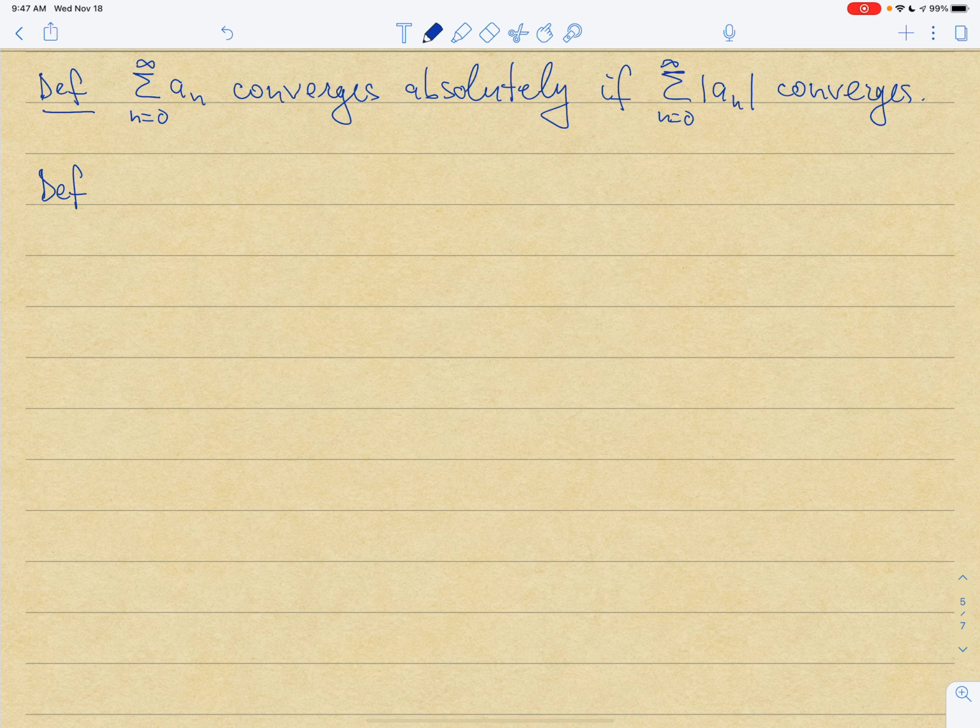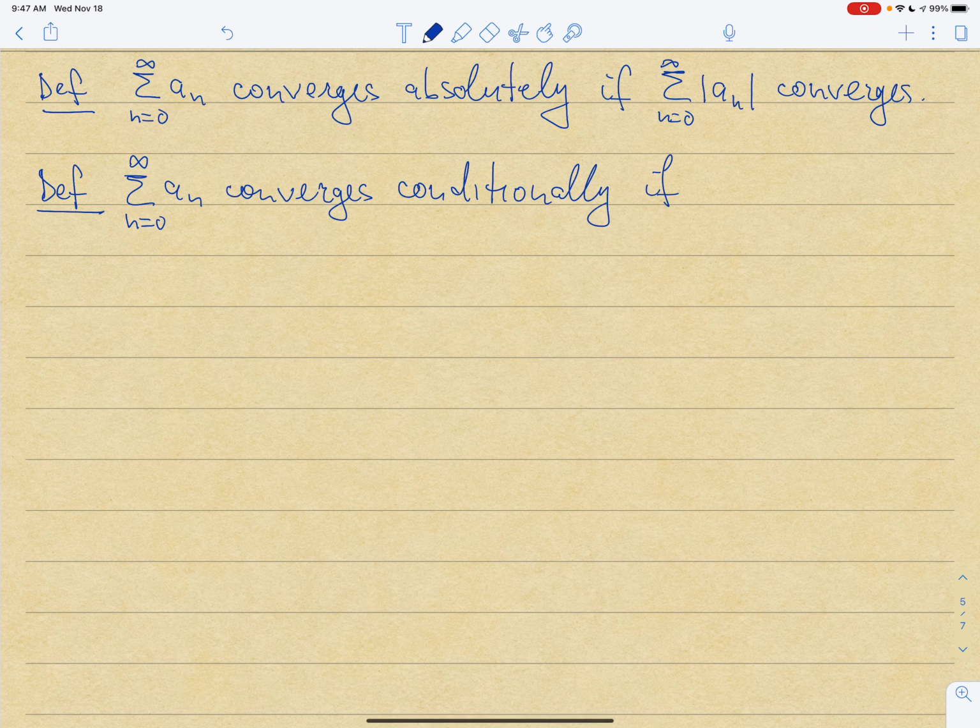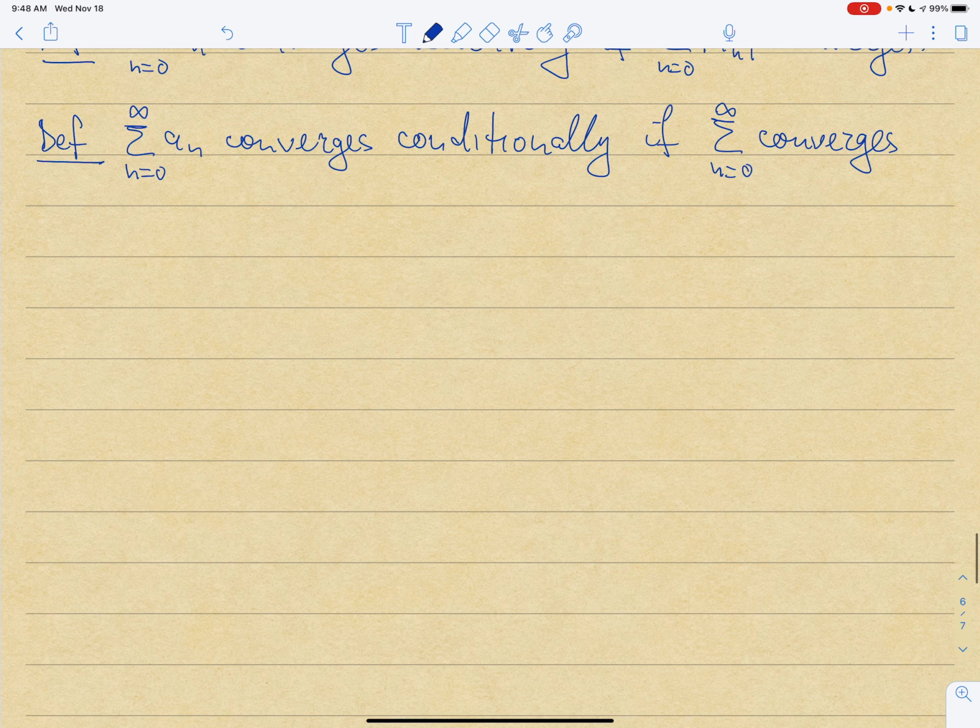And the second definition, the series of An's converges conditionally if the series itself converges, but the series of absolute values diverges.